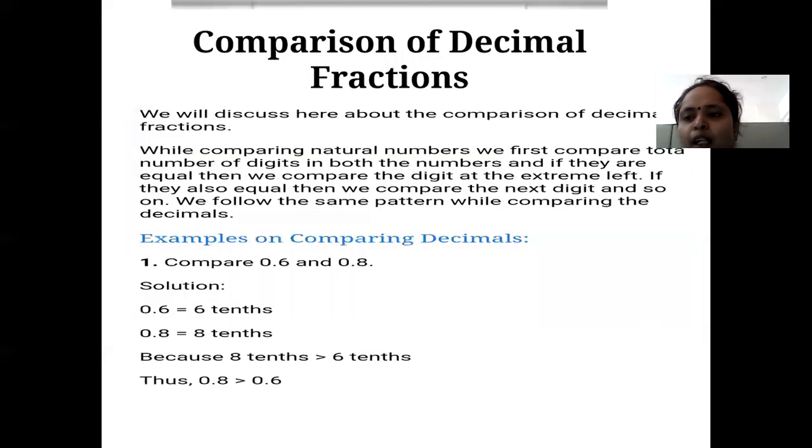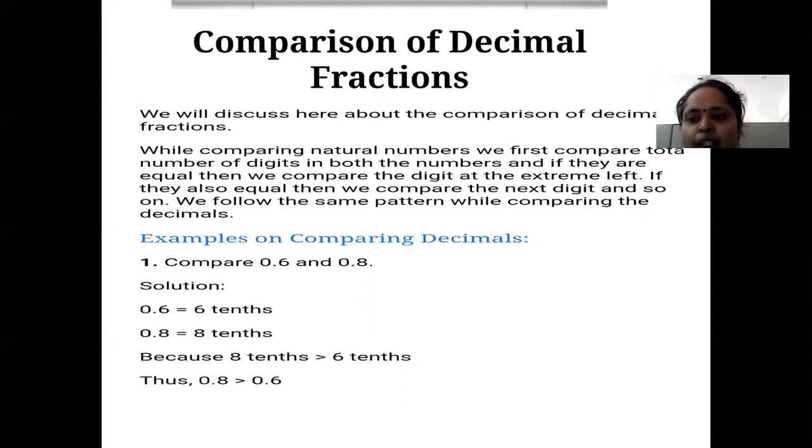Now I move to the comparison of decimal fractions. We will discuss here about the comparison of decimal fractions. While comparing the natural numbers, we first compare the number of digits in both the numbers, and if they are equal, then we compare the digit at the extreme left. If they are also equal, then we compare the next digit and so on. We follow the same pattern while comparing the decimals.